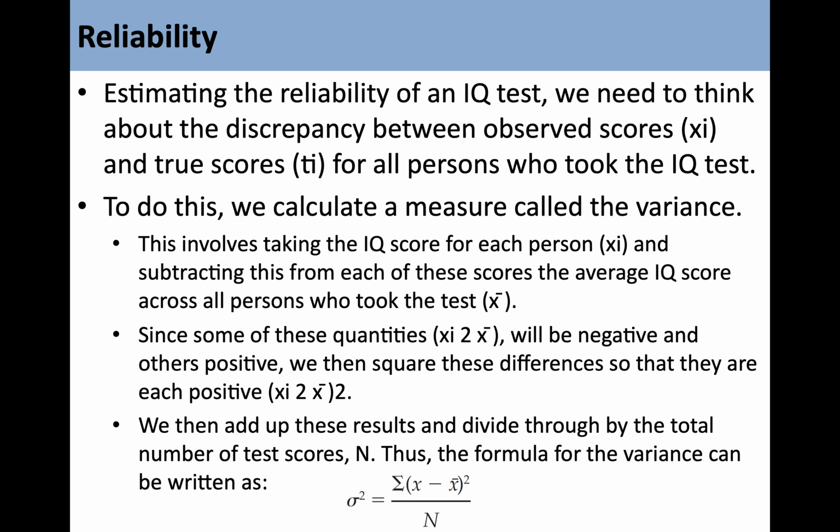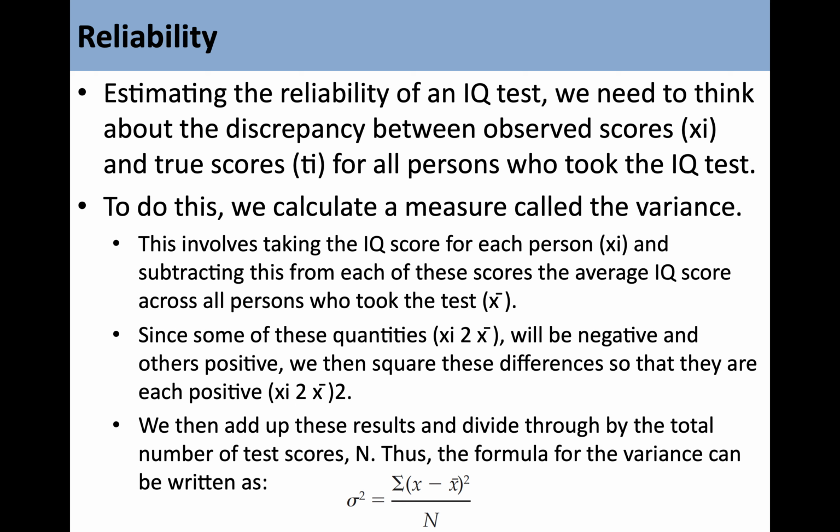Anyway, so what we do is we take each score and we subtract the mean score from it. And then even if it's a negative score, we square that number, and that gives us a positive number. So we add up all the positive numbers. We're going to do that in a minute.